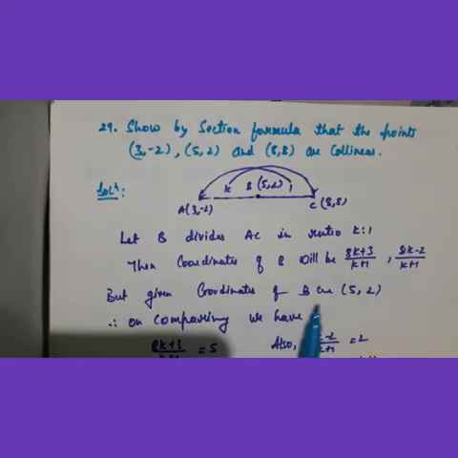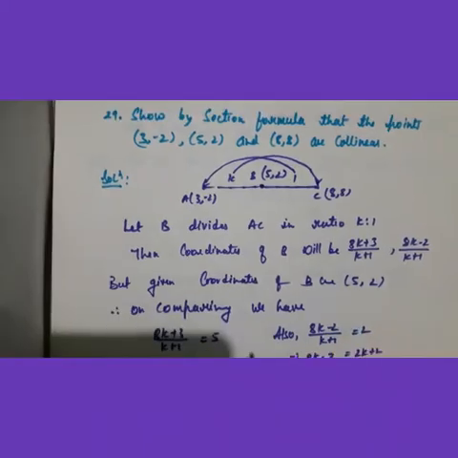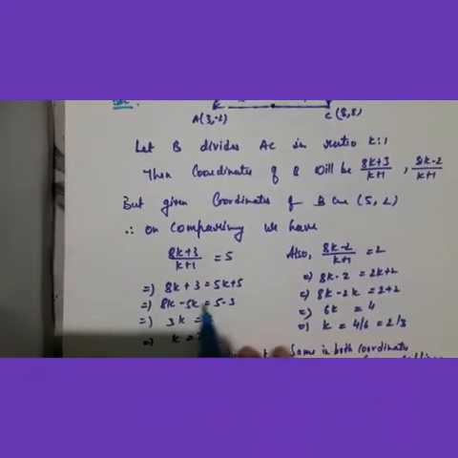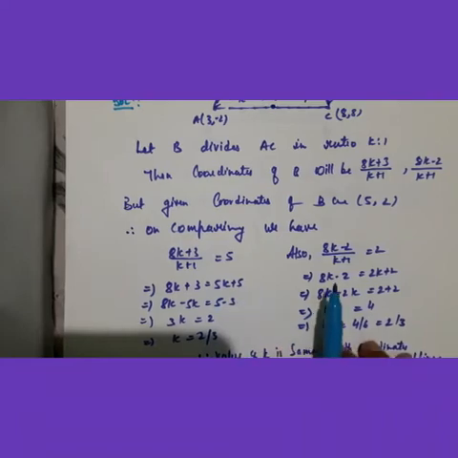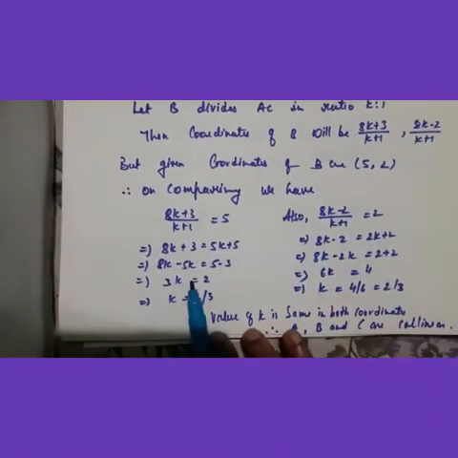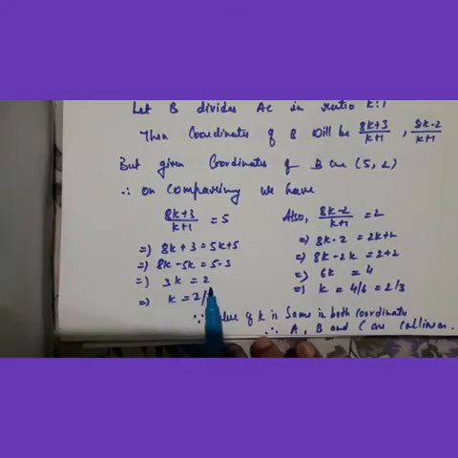But the given coordinates of B are (5, 2). So on comparing, we have (8k plus 3) by (k plus 1) is equal to 5. That means 8k plus 3 is equal to 5k plus 5. That means 8k minus 5k is equal to 5 minus 3. That means 3k is equal to 2. From that we get k is equal to 2 by 3.